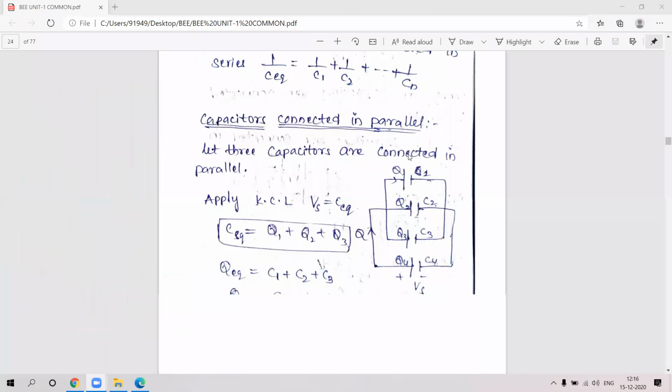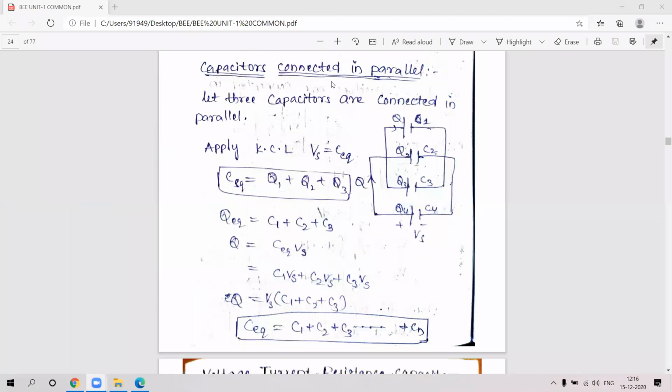Now let us see when the capacitors are connected in parallel. Likewise, for the parallel connection, all of you draw this diagram with capacitors of the same length, not small. Here it is C1, C2, C3. Three capacitors are connected in parallel. When they are connected in parallel, what happens?